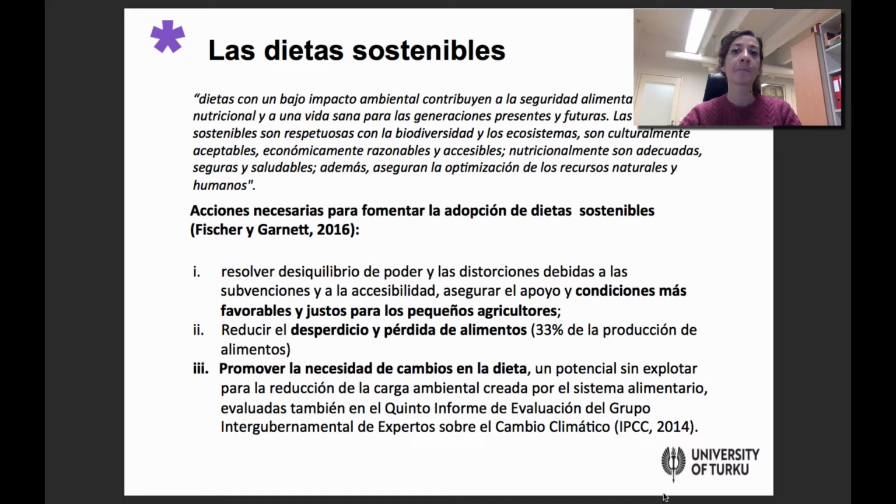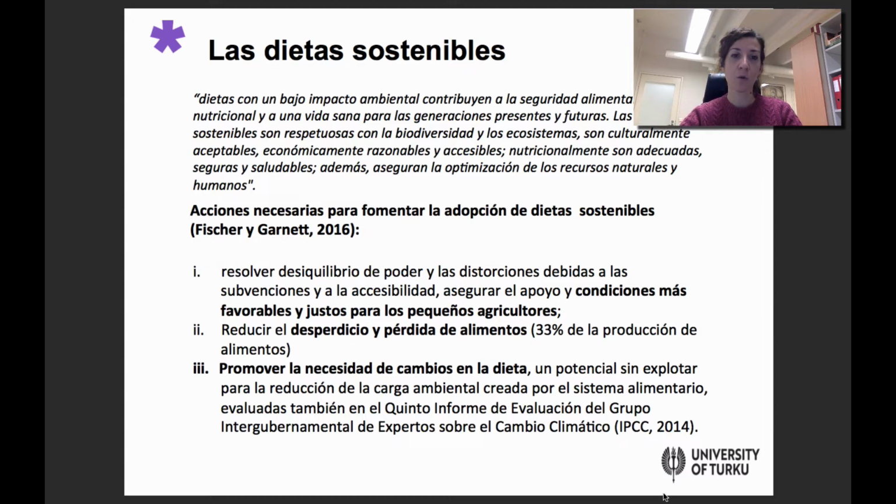This is very similar also, if you are familiar with the definition of sustainable development, this is very much in line with that. So it's important to notice how in this definition they are taking into account really both environmental issues, so they talk about biodiversity and ecosystems, but also cultural issues, economic issues, and of course nutritional issues. So this is a very comprehensive definition of what sustainable diets are.